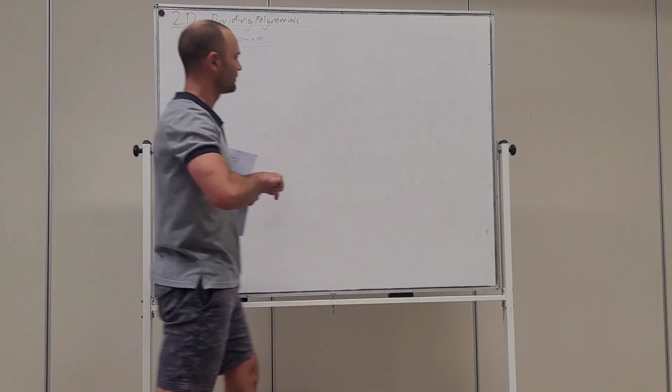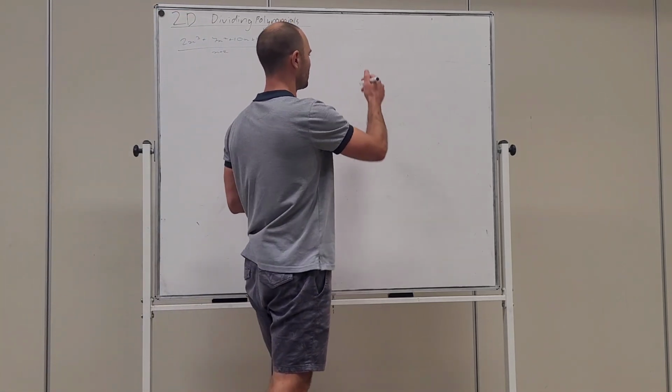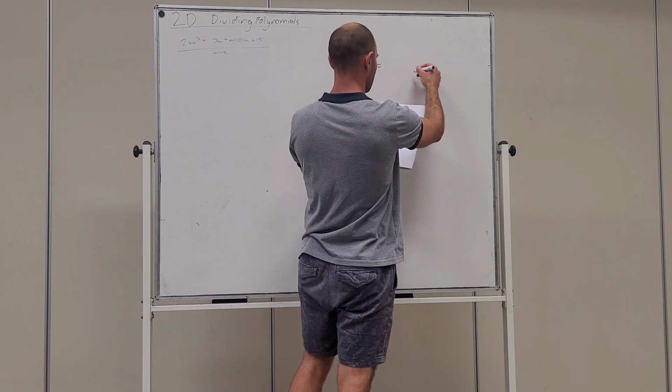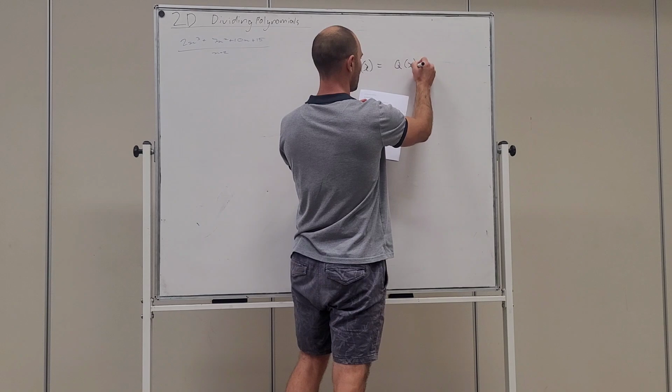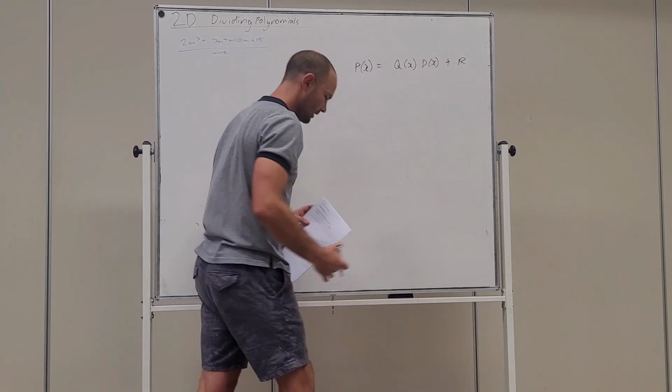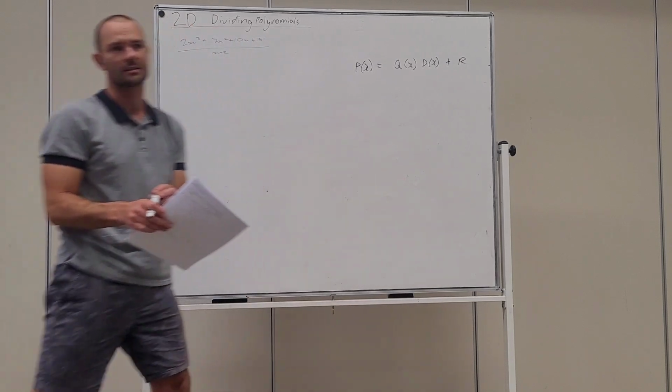Well, before we begin, I will just point out two things. We've got this statement here: the polynomial is equal to the quotient multiplied by the divisor plus the remainder. So that's how we're going to make our statement, okay?